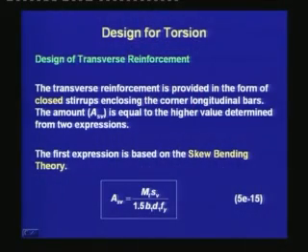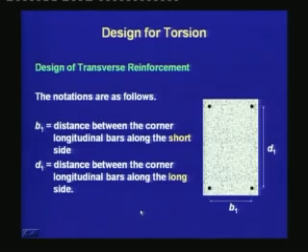The amount of transverse reinforcement Asv is equal to the higher value determined from two expressions. The first expression is based on the skew bending theory. Asv is given in terms of the equivalent moment generated due to torsion, which is denoted as Mt. Asv is equal to Mt times Sv divided by 1.5 b1 d1 fy. In this expression, b1 is the distance between the corner longitudinal bars along the short side, and d1 is the distance between the corner longitudinal bars along the long side. Thus, for a rectangular section, b1 is the shorter distance between the longitudinal bars, and d1 is the larger distance between the longitudinal bars.